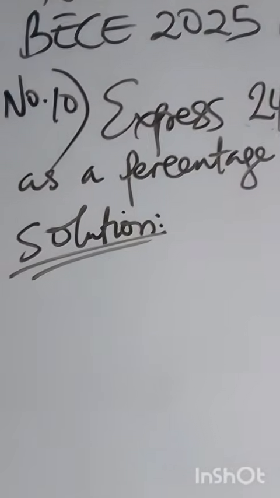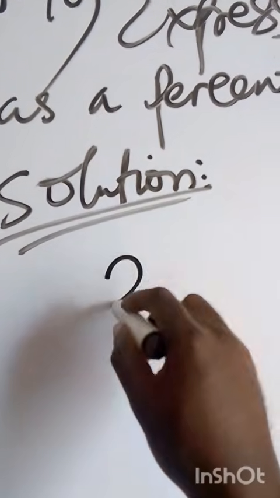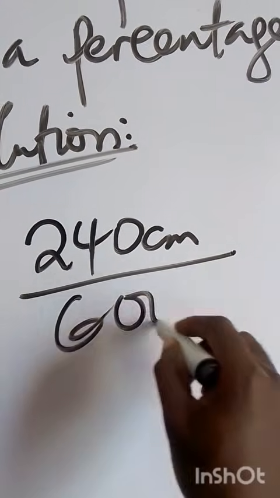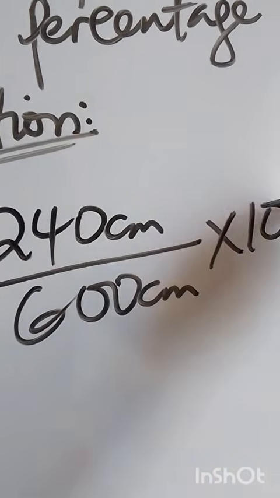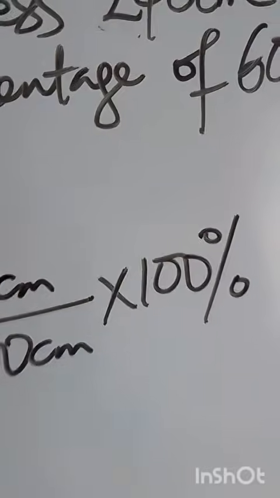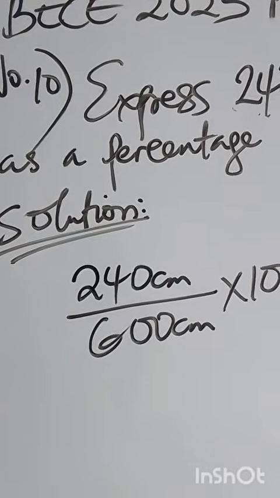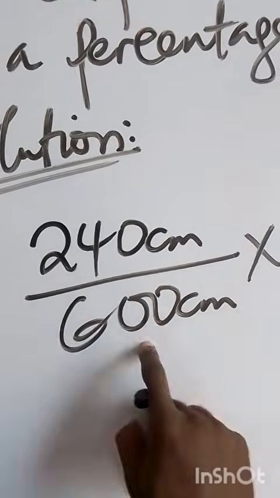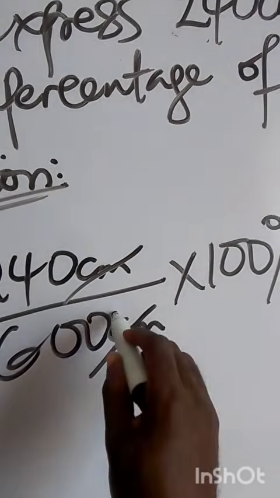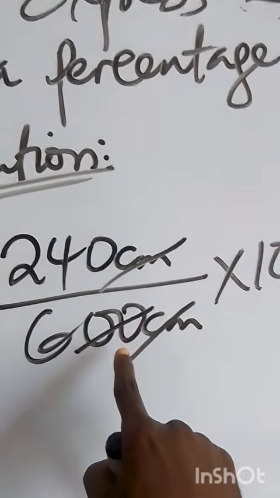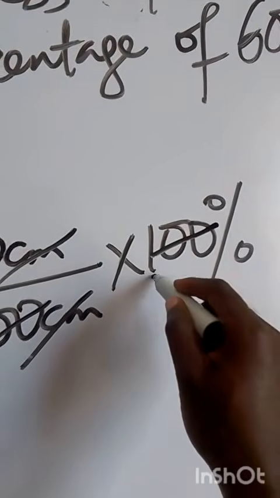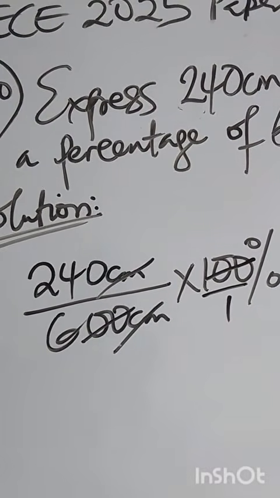So the first thing you do is you divide 240 centimeters by 600 centimeters and you multiply it by 100%. At this point, you are expressing 240 centimeters as a percentage of 600 centimeters. So cm and cm will cancel. That's the first thing. Then we cancel out the 2 zeros down here with the 2 zeros in 100 up there. Don't forget, this 100 is over 1. There's an invisible over 1 there.